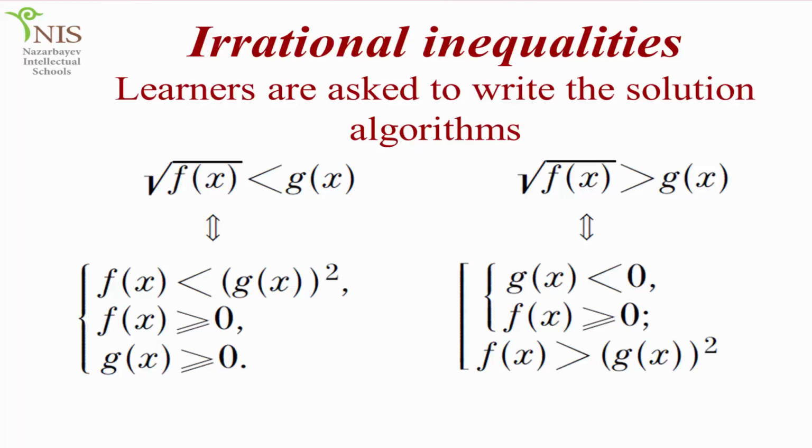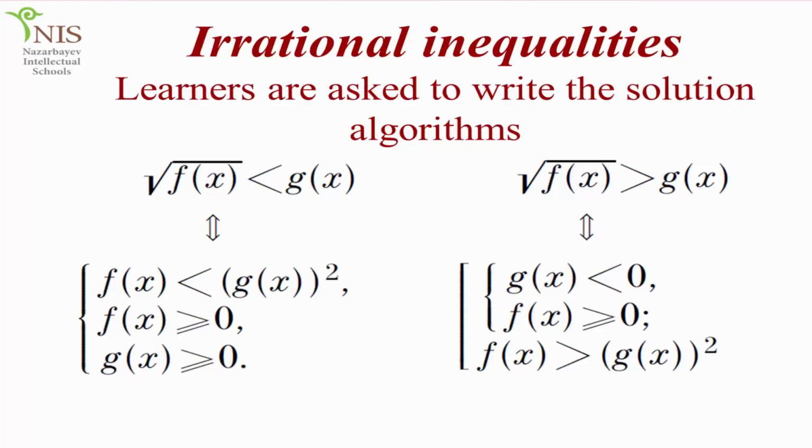Okay, now let's go to irrational inequalities. Here learners are asked to write the solution to algorithms, so they should make their own conclusion about how to solve inequalities, and then we will compare your results with mine. Here are 2 possible ways. The square root of f of x could be less than g of x, or it can be bigger than the g of x function.